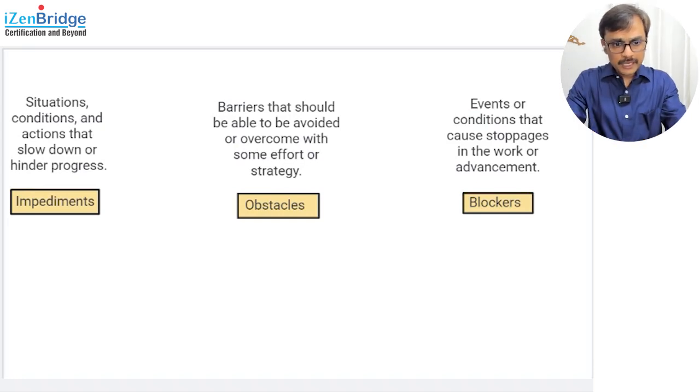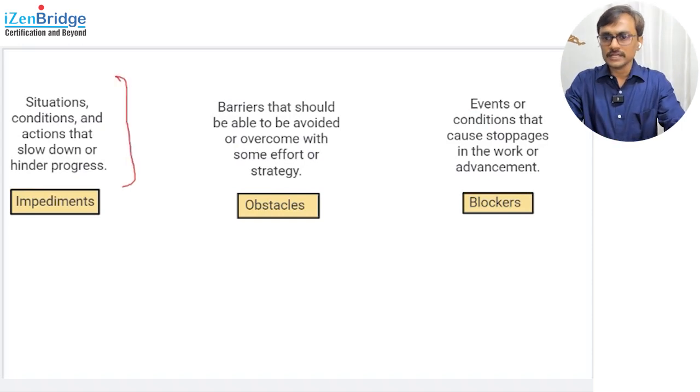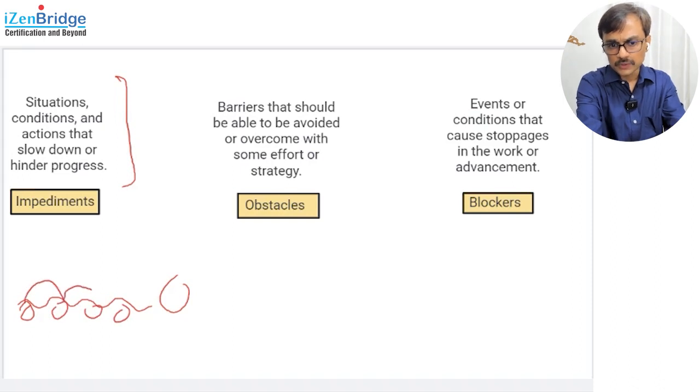But in general, an impediment is a situation or condition that is slowing us down or creating delay in our progress. Say we have a goal and we want to reach there, and there is a rough surface we have to pass through, and these things are making us slow. Our movement towards the goal is becoming slow.